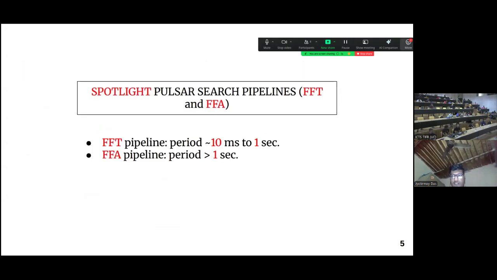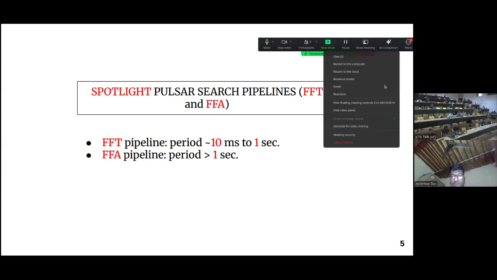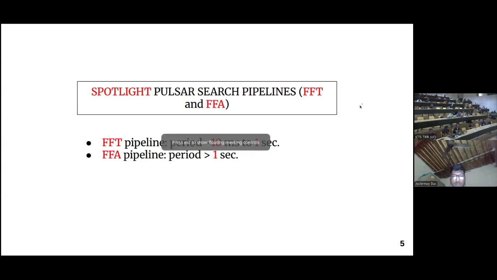And now what about the pipeline? For the pulsar search pipeline, we have two pipelines. One is A50, which is sensitive towards the low period pulsars from 10 millisecond to around 1 second. And for the FFA pipeline, we will search for pulsars which have a spin period greater than 1 second.